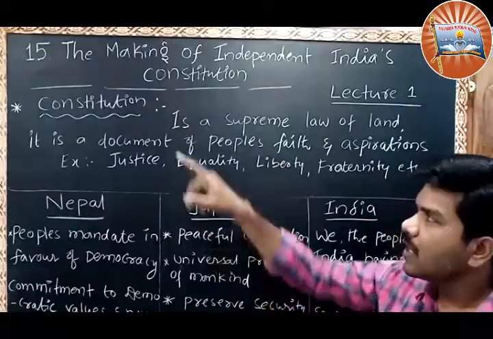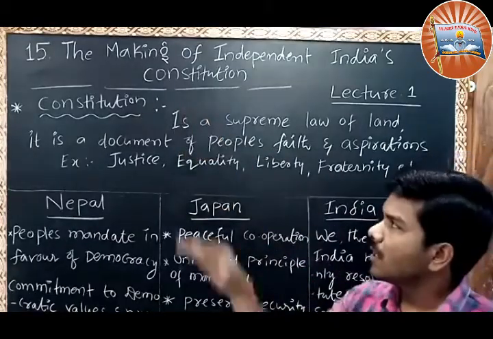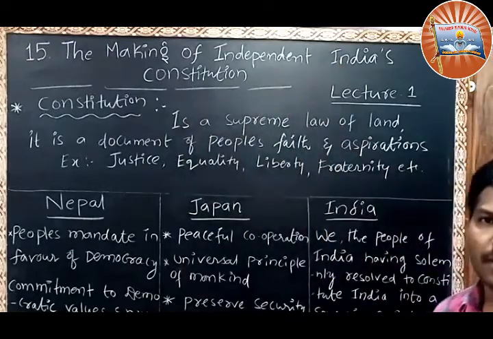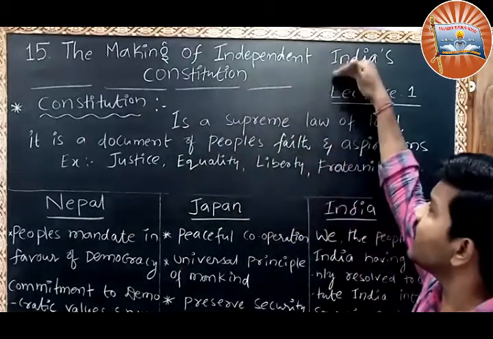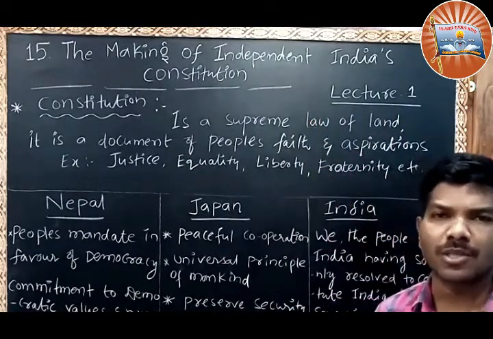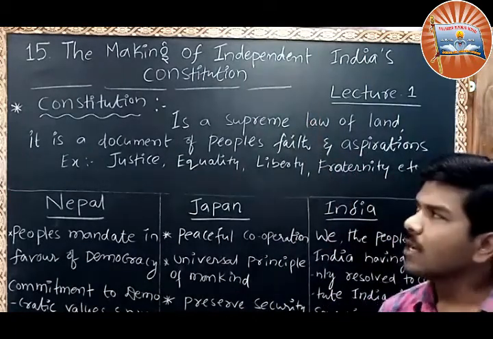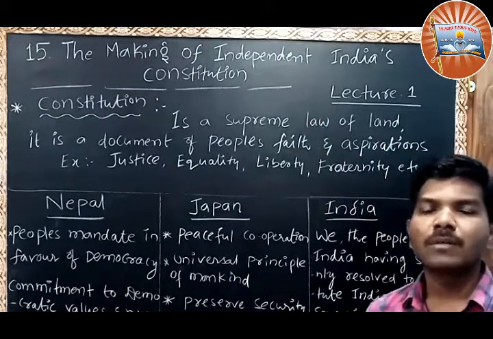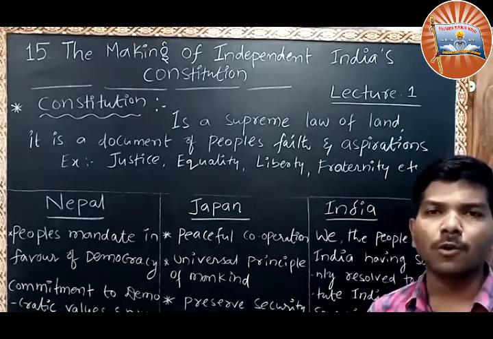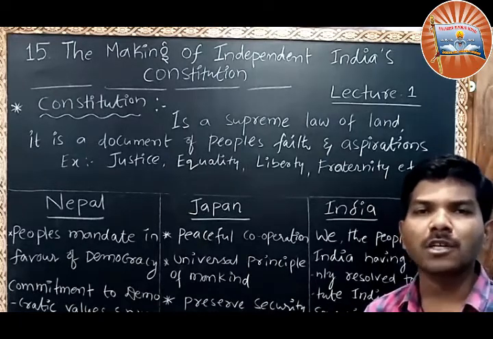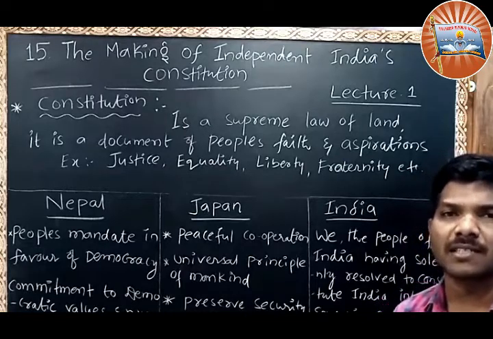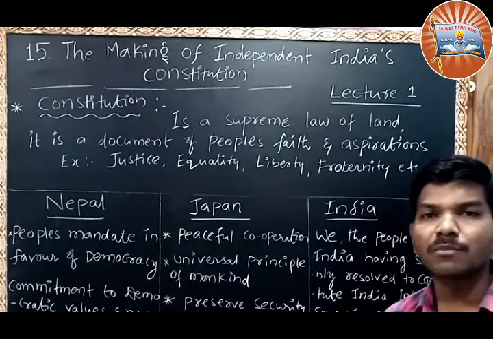Hello students, we are in the 15th lesson now. Our topic is the making of independent India's constitution. Before independence, we didn't have any constitution. You remember that we followed British rule. British rules were imposed on us, and if we didn't follow them, they forced us to follow. Many times we protested against the British laws during the British period.